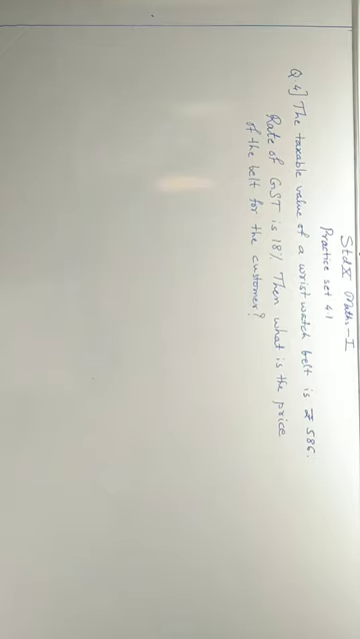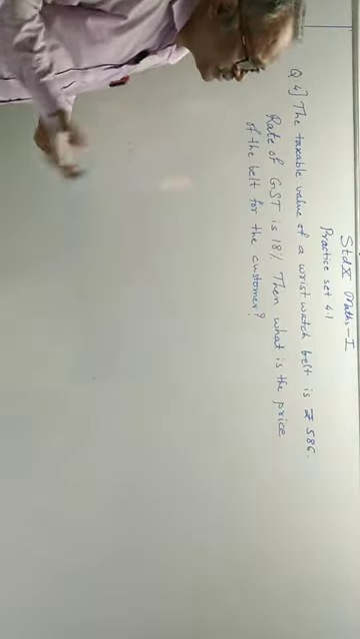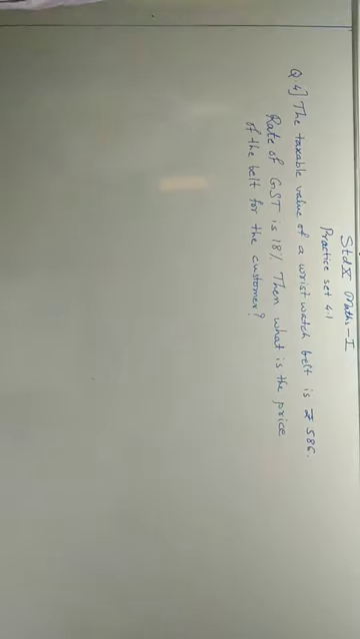Practice set 4.1 question 4. The taxable value of wristwatch. Taxable value means the value on which tax is to be taken. The taxable value without tax of the wristwatch belt is 586. Rate of GST is 18%. What is the price of the belt for the customer?